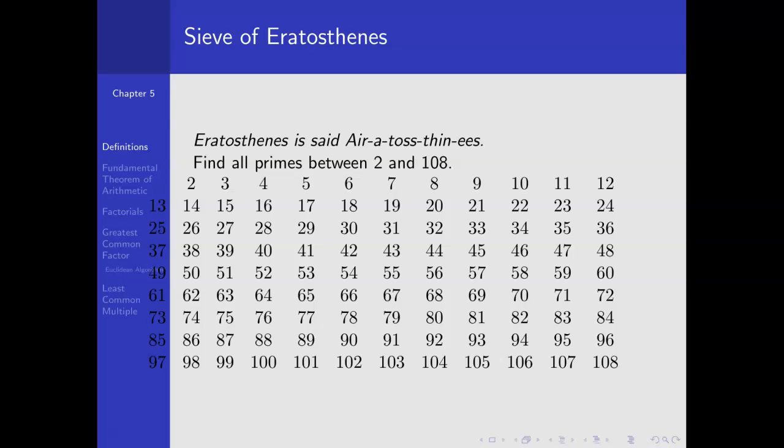So what we're going to do here is look only at the numbers between 2 and 108, and figure out which of these numbers are actually primes. We could do this with many more numbers than this, but you'll see why we're going to stop here at 108, because we're going to get tired of doing this.